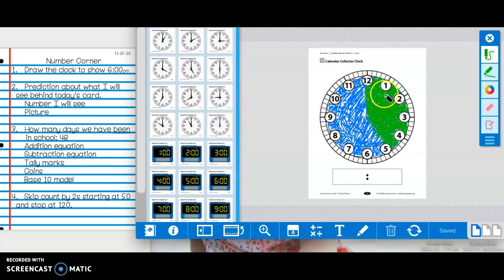Alrighty, friends, yesterday our clock showed 5 p.m. We know it's p.m. because it already went around one full time and then it went again to the 5. Today, you are going to show 6 o'clock p.m. So draw a clock that shows 6 o'clock p.m. as well as write 6 o'clock p.m. Press pause if you need more time.